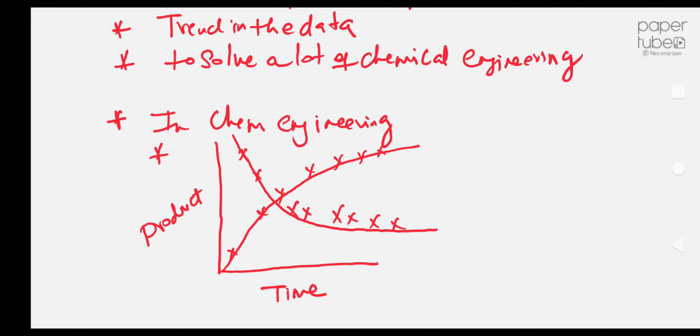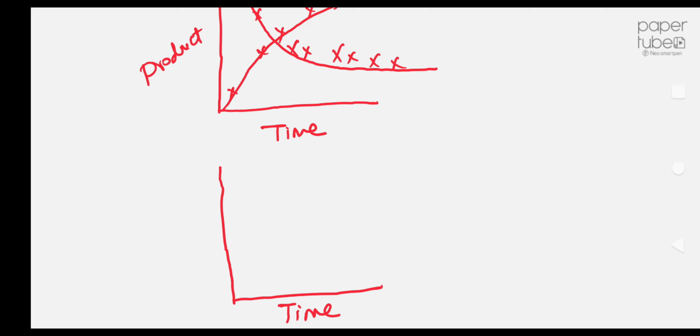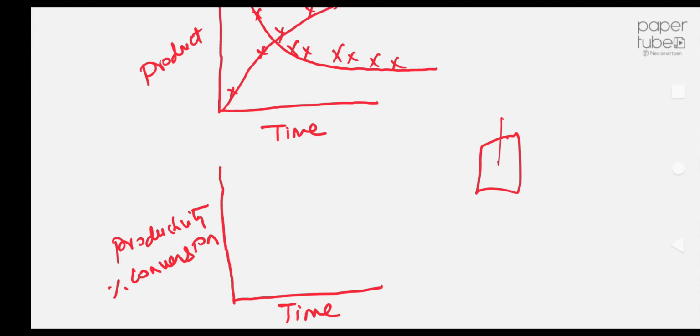Or sometimes you may encounter problems that contain data like time versus productivity or maybe even percentage conversion. This is a very common problem in chemical engineering. We have some chemical reactor where we perform some reaction in batch mode, and all we are interested in is how the percentage conversion changes with respect to time. So you may have some data, and you need to predict how your percentage conversion changes with respect to time.